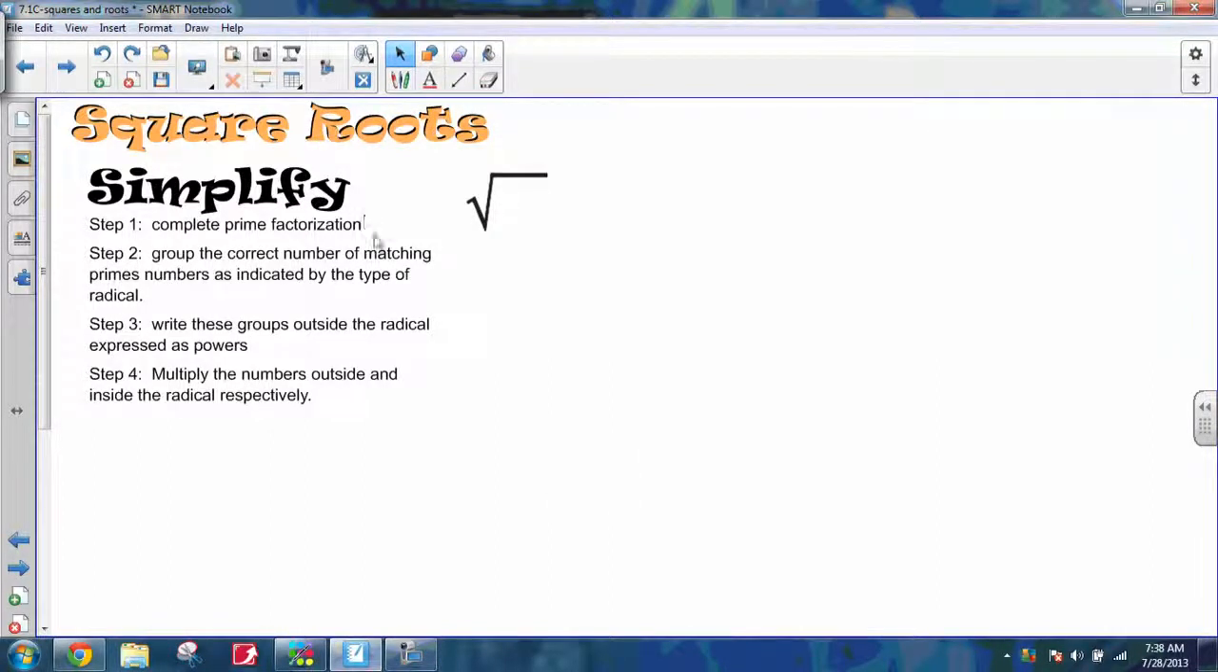Hello and welcome to the video Square Roots, where we learn to simplify square roots. Below are the steps listed. We will be illustrating these steps as we go through our example problems. So, let's get started. Let's say I want to find or simplify the square root of 20.